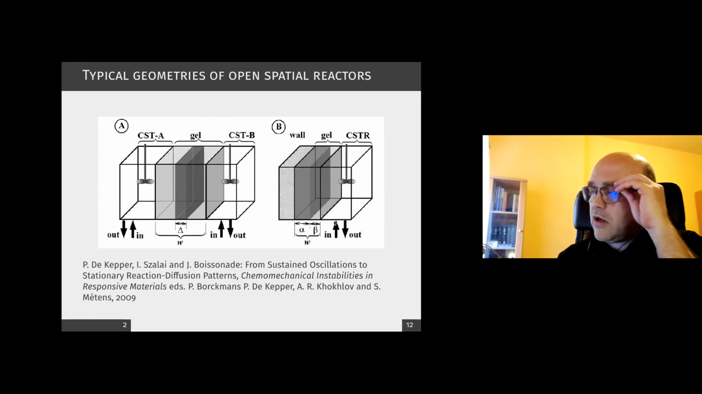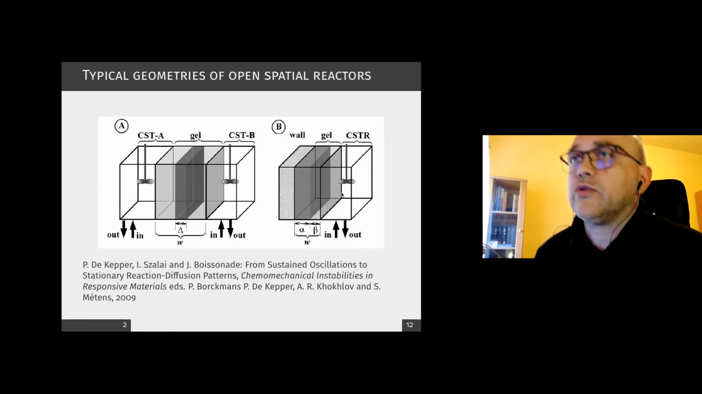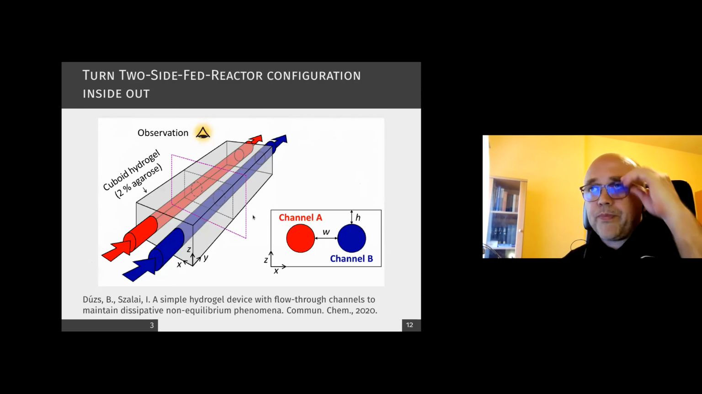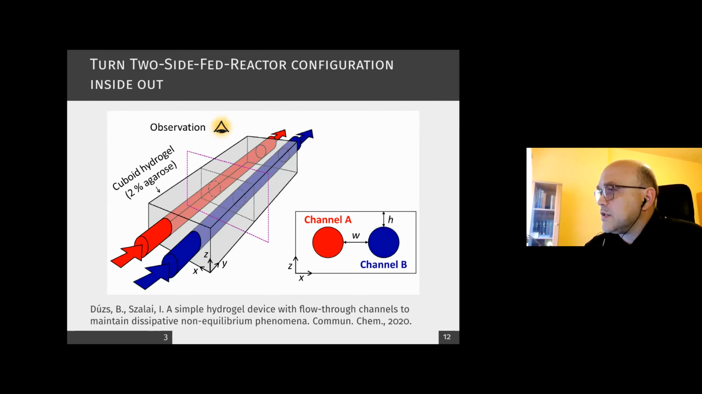And the other, which is also often used, is the one-side fed configuration, when we have a continuous stirred tank reactor connected to a porous material, a gel, and then the chemicals diffuse into the gel from the CSTR and may react again in the middle, in the depths of the gel. So here we also have some gradients often. And it will be interesting in the second part of the talk, the presence of gradients, I think.